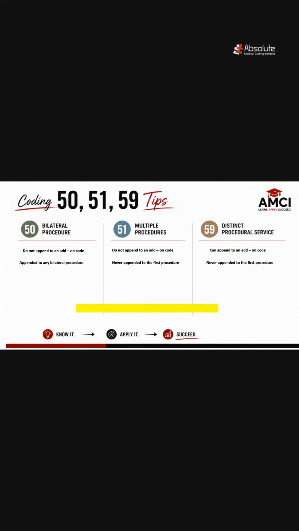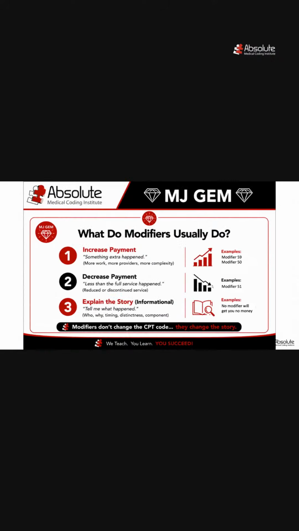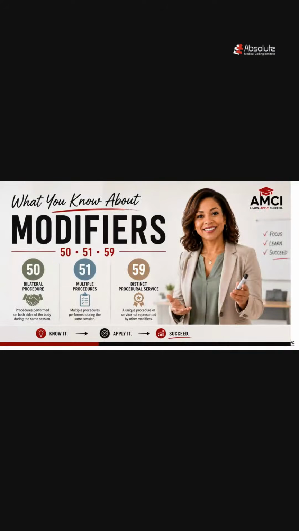And just let that marinate. And remember, when you have multiple procedures, it's always modifier 51 unless it's bilateral or different. Now, these might not make sense right now, but they're going to make sense momentarily. Also remember this: modifiers either increase the payment, decrease the payment, or they're informational and they just tell the whole story. Now let's practice modifiers 50, 51, and 59. You all ready?